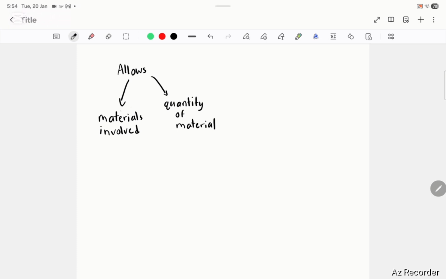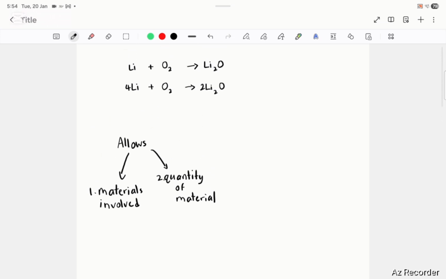Now I'll explain this first point, the materials. So when we know the materials involved, we get to really understand what's happening in that chemical reaction. For example, we look at this chemical equation right here at the top. This is a chemical equation that shows the reaction when lithium is burned in oxygen, or burned in the air generally. So let's observe these two chemical equations.